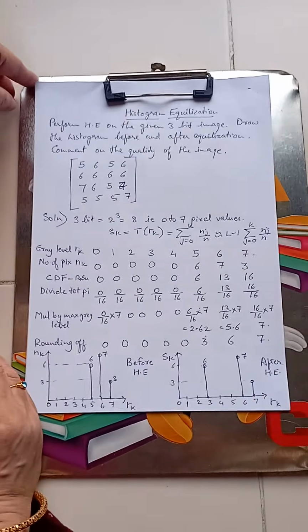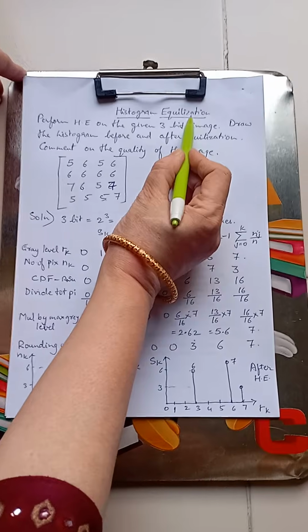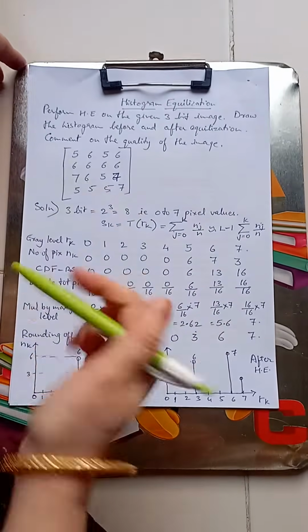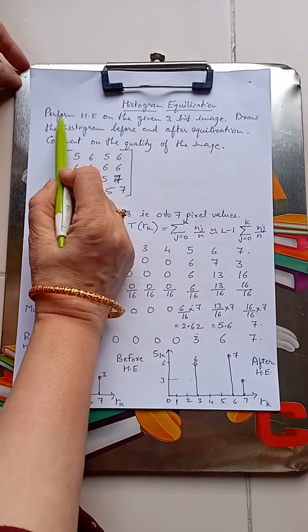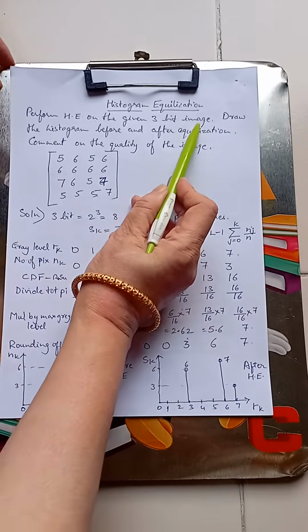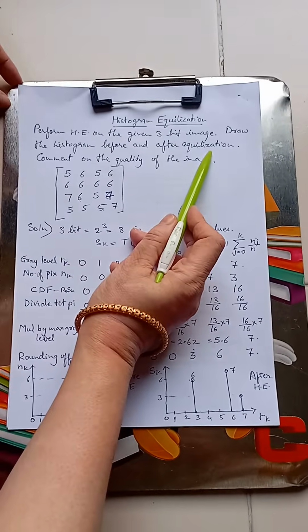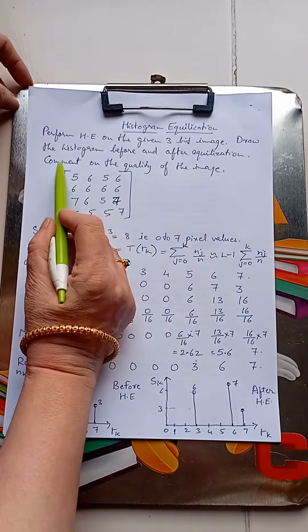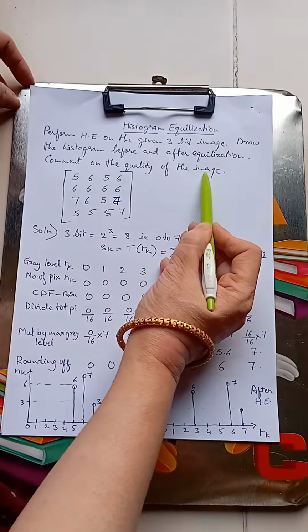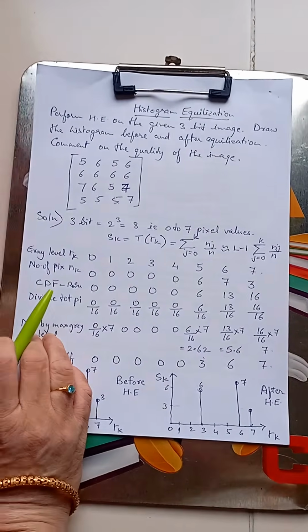Good evening, students. Today we will see a numerical on histogram equalization. The statement given is: perform histogram equalization on the given 3-bit image. Draw the histogram before and after equalization, and finally comment on the quality of the image.